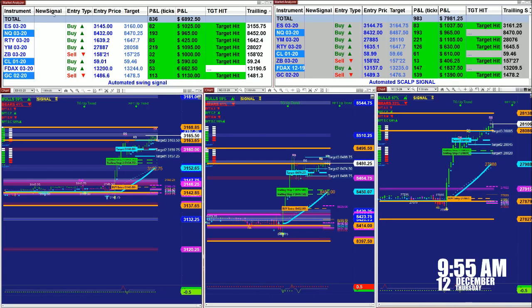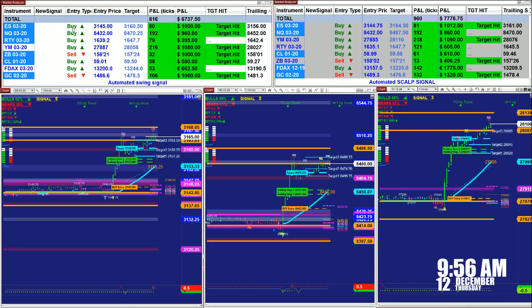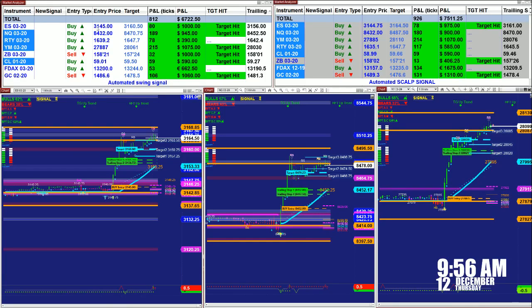As an example, you get the new signal here on the first column, on the left upper corner. And then it gives you the system buy or sell direction. It gives you the price, 31.45. It was the entry price. Target 31.60, and then target hit. And the market analyzer is based on one contract.